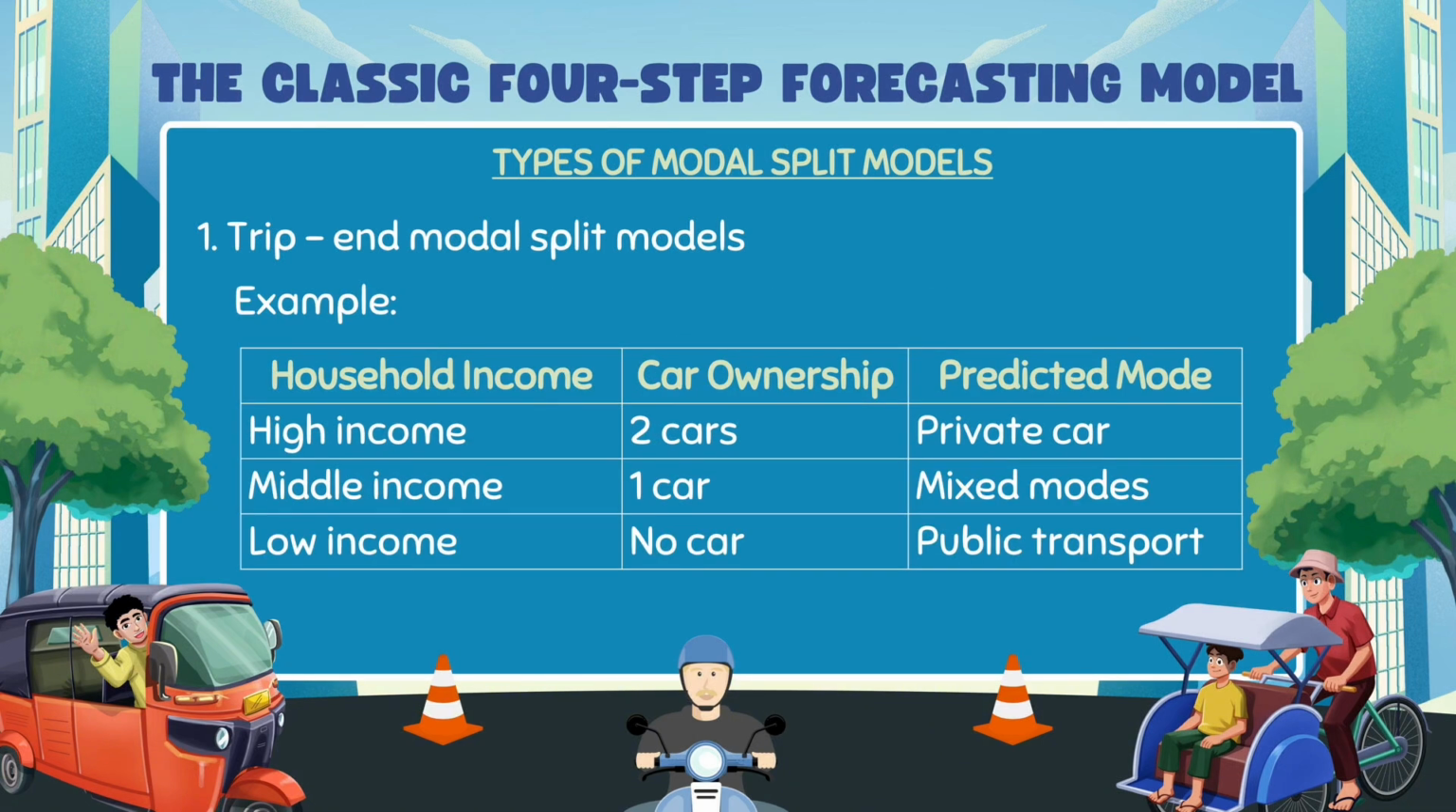So here is an example of trip end modal split models. We can see here the table consists of 3 columns. The first column is the household income, the second column is the car ownership, and the third column is the predicted mode. In the first row, high income has 2 cars, and the predicted mode is a private car. The second row is middle income, has 1 car, and the predicted mode is mixed modes. And then low income has no car, and the predicted mode is public transportation.